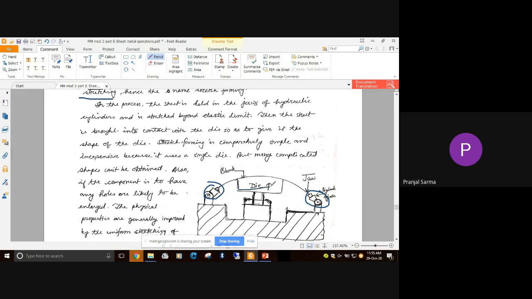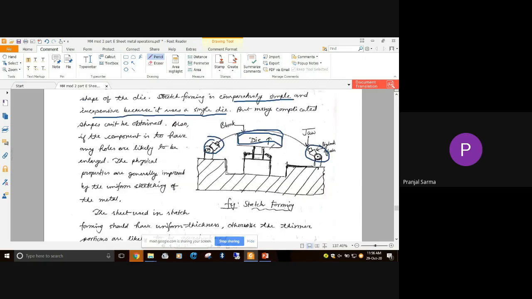If we have a die with this kind of shape, this kind of concavity, then at the end the sheet material will conform to the shape given in the die. It's a very easy, simple process, and less expensive also, because we generally have only a single die. But as you can see, initially it has to be stretched and brought to the plastic range, and then we use the die. It's limited by the complexity of the shapes we can obtain; very complicated shapes cannot be obtained.